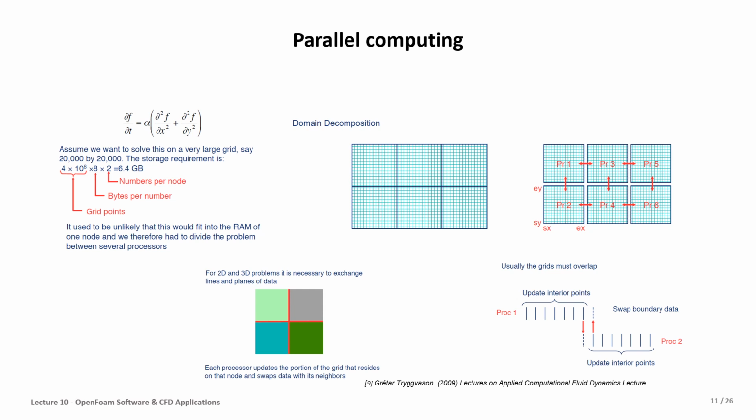Regarding memory, you can also see this calculation here. If we assume for this domain we have 20,000 by 20,000, the storage requirement will be around 6.4 gigabytes, which for this simple problem shows the memory is too high. So if we assume a 3D model and a more complex problem, how much memory will be needed? It's necessary to have enough memory to run this kind of simulation.